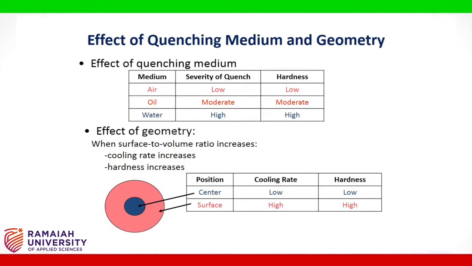Air: severity of quench low, hardness low. Medium oil: severity of quench moderate, hardness moderate. Medium water: severity of quench high, hardness high. Effect of geometry. When surface to volume ratio increases, cooling rate increases. Hardness increases. Position center, cooling rate low, hardness low. Position surface, cooling rate high, hardness high.